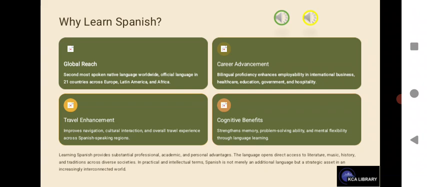Beyond practical benefits, studying Spanish strengthens cognitive abilities. It improves memory, sharpens problem-solving skills, and increases mental flexibility as learners develop the capacity to think and communicate in more than one language. Overall, learning Spanish is not only a valuable professional asset but also a gateway to cultural understanding, personal growth, and global engagement.